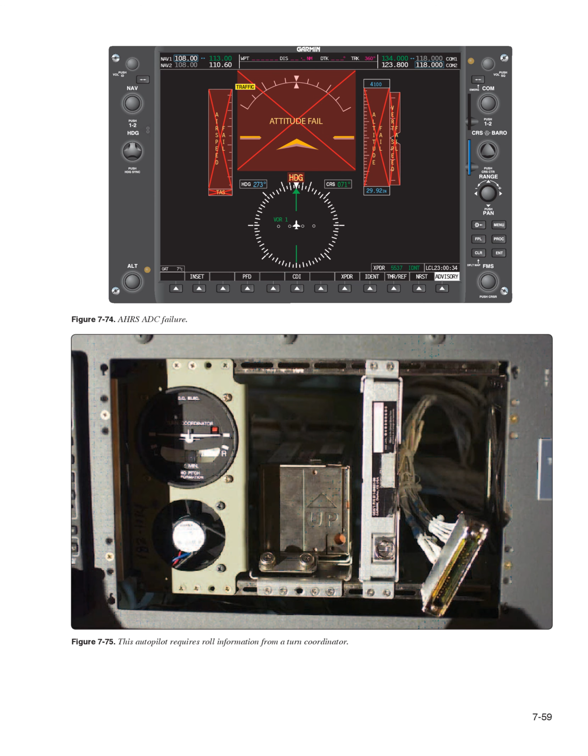Nav 1 108.00 113.00, Nav 2 108.00 110.60, TAS, 7 degrees Celsius, 134.000, 118.000 Com 1, 123.800, 118.000 Com 2, HDG, CRS, XPDR 5537 IDENT LCL. Figure 531. AHRS and ADC failure.